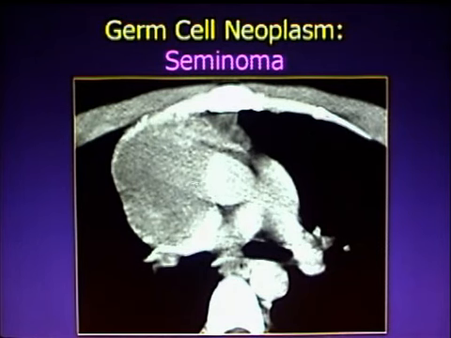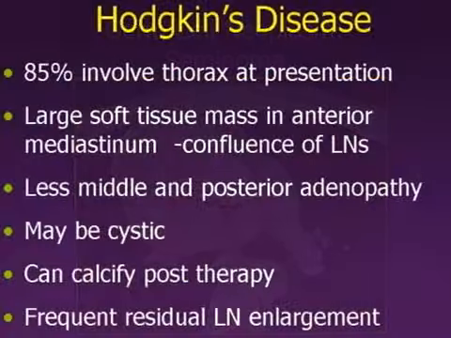Seminomas, on the other hand, tend to be very homogeneous, soft tissue density, large masses. They may have mass effect on mediastinal structures, but they generally don't have the heterogeneity of tissue we would see in the teratomas. Hodgkin's disease.